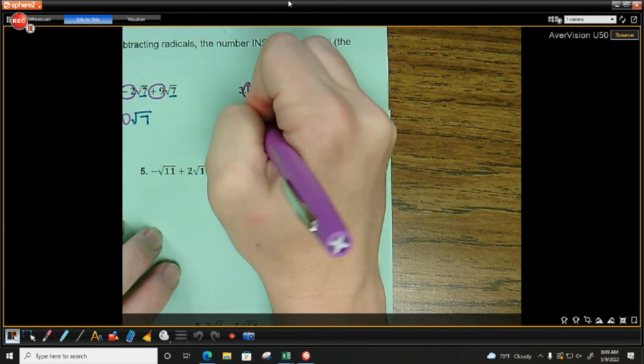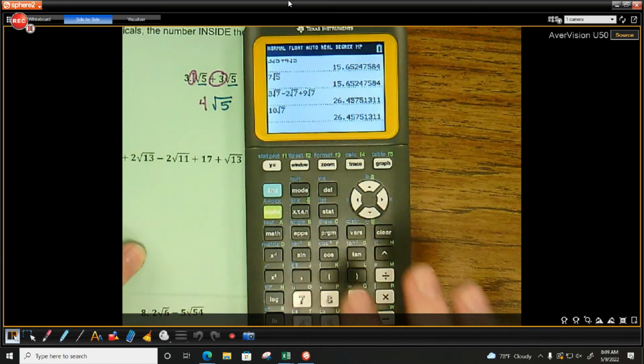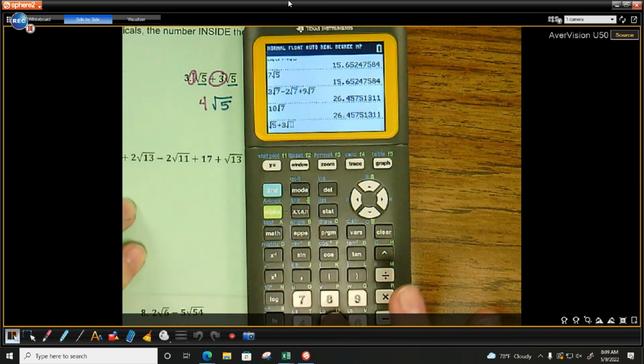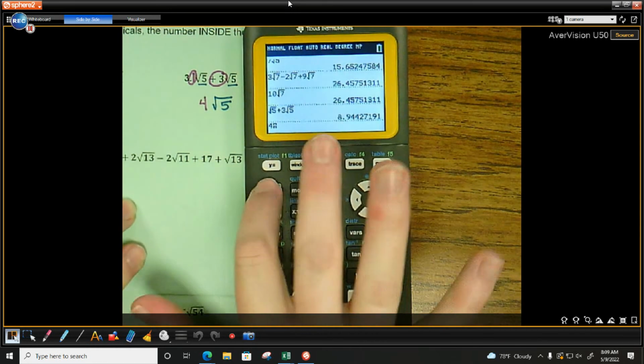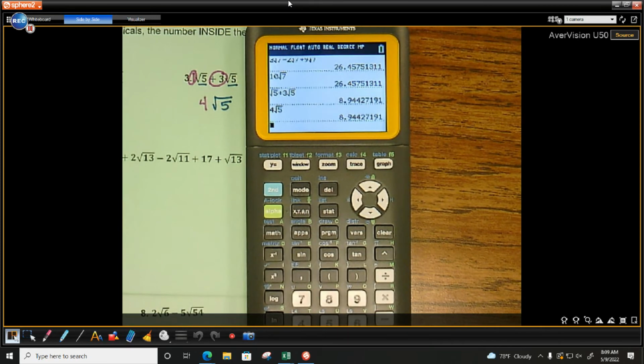Type it in your calculator to check. Square root 5 plus 3 square root 5. And we get 4 square root 5. And my decimals match. Good? Now I will tell you guys, they're not all going to be this easy where the radicals are already fully simplified and where the radicals match. We might have to first simplify our radicals, okay? Or sometimes the radicals won't all match.